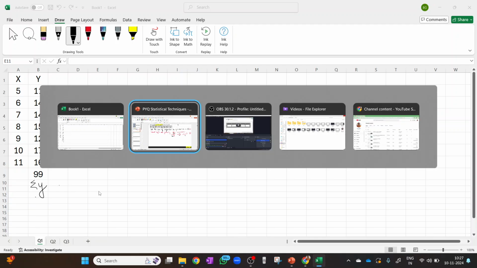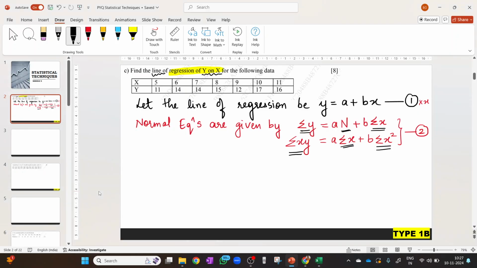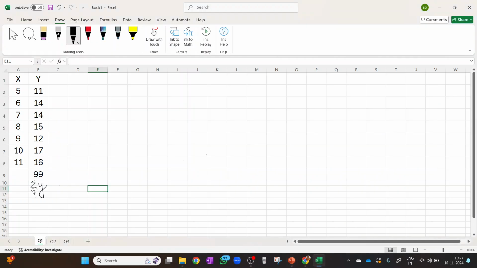Next thing, let's observe. We require n. N is the number of observations. So you have 1, 2, 3, 4, 5, 6, 7. 7 observations. N is 7. You next require summation of x. So as we did the total of y, we are also going to do the total of x. So the total of x is going to be 56 in this case. So this is summation of x. I got summation x, I got summation y.